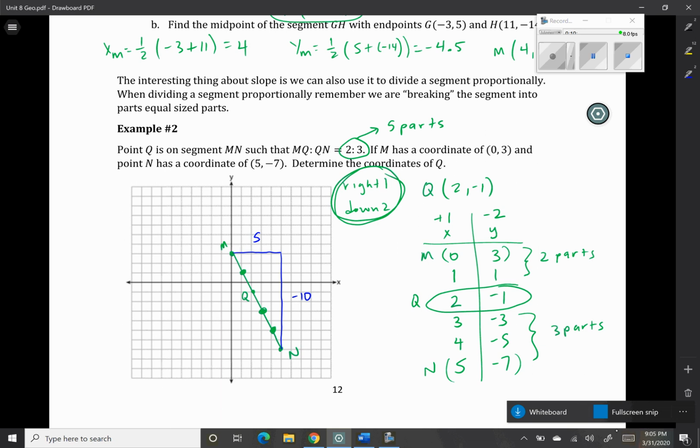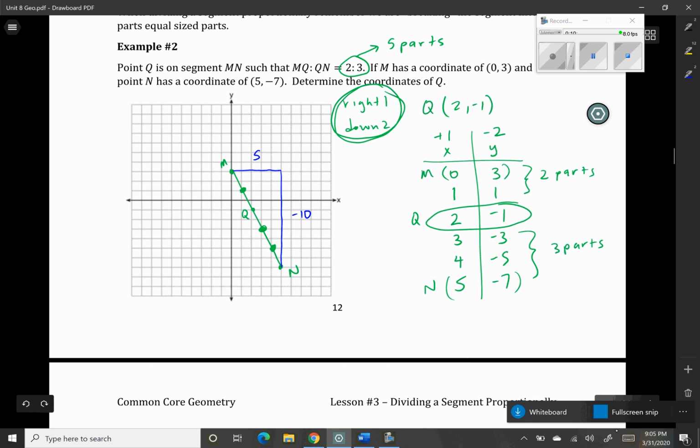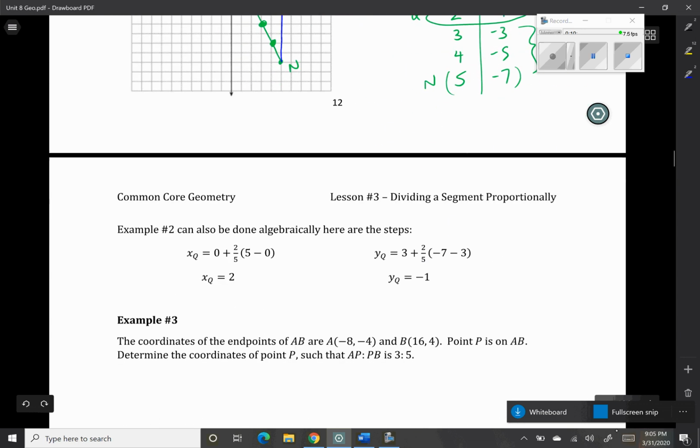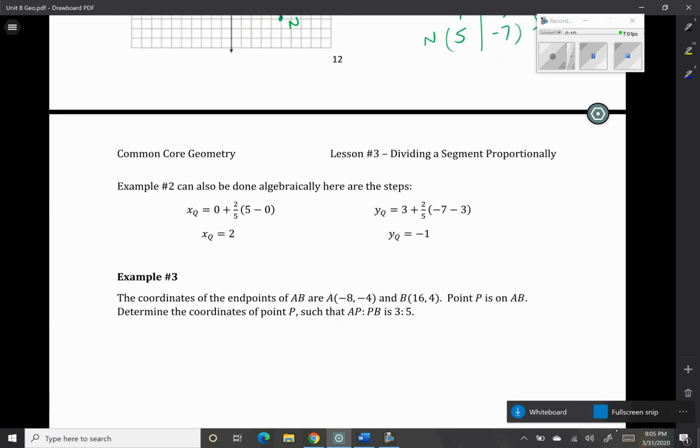All right, let's try and look at this in an algebraic way. So example 2 can be done algebraically. There's this process that you can use, and you could Google it if you want to and look it up on the internet. You could just Google algebraically dividing a segment proportionally.